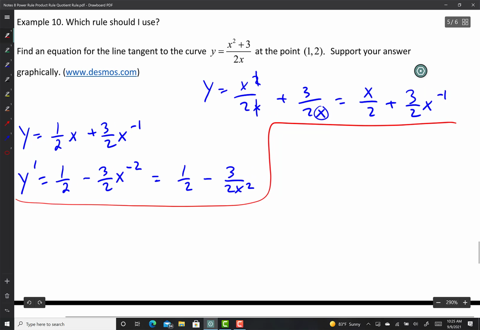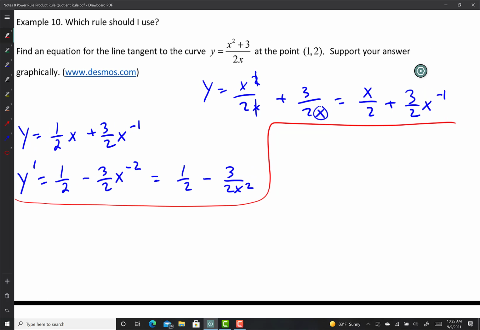Okay, here we go, guys. I'm going to do the same thing, but I'm doing quotient rule, and we're going to see if we get the same answer. y prime equals, it says low d high, so bottom times derivative of the top. What's the derivative of x squared plus 3?